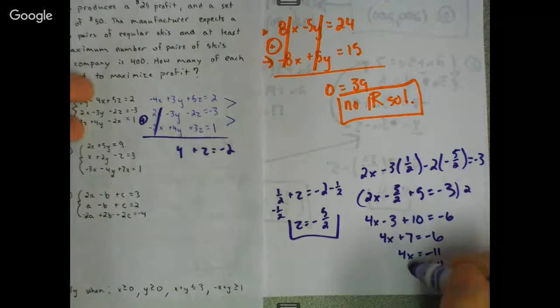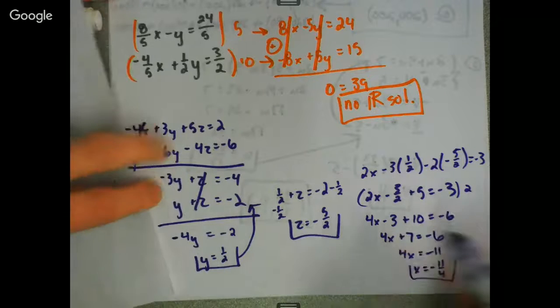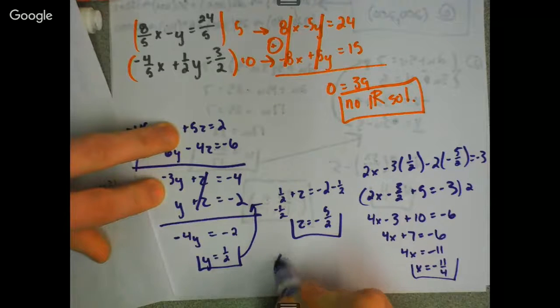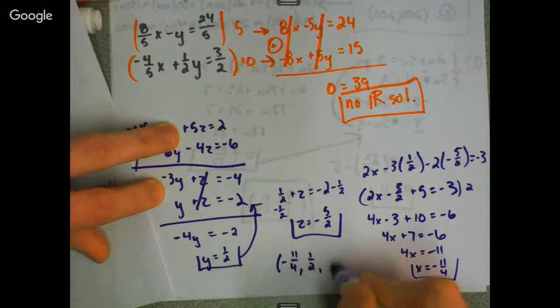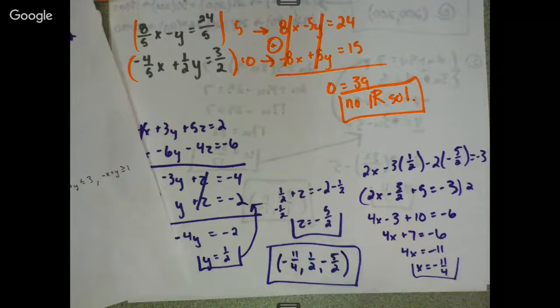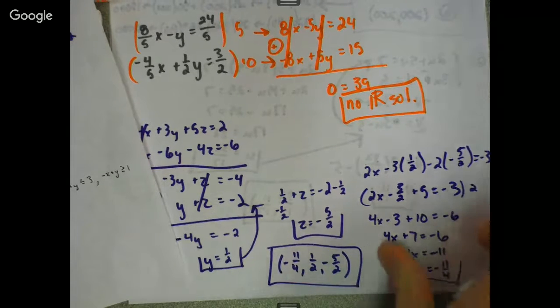Okay, so now you have your x, y, z. We'll write it as an ordered triple. So x, y, z. And there's your ordered triple. All right, let's go to one that might be a little bit easier.